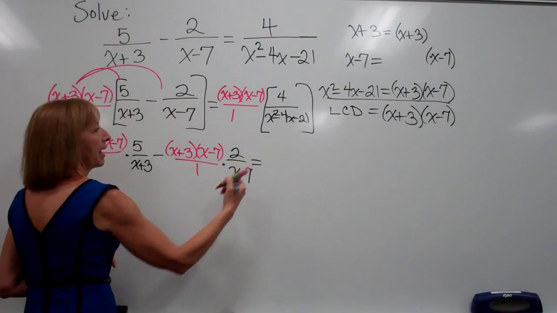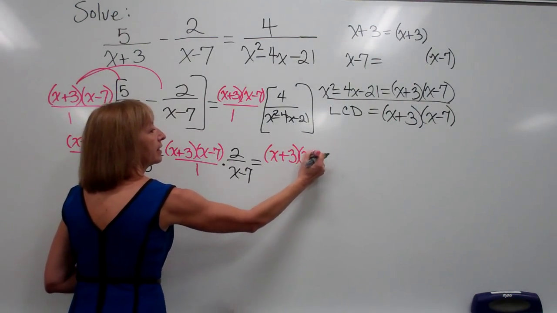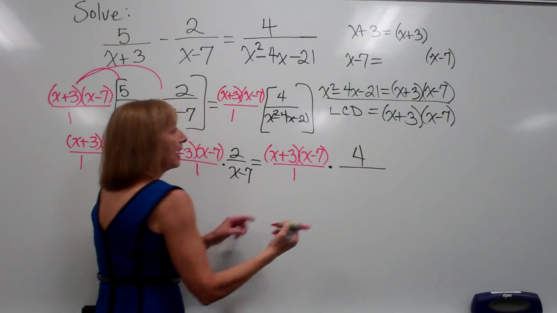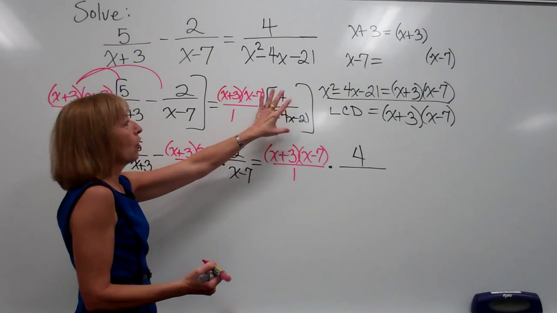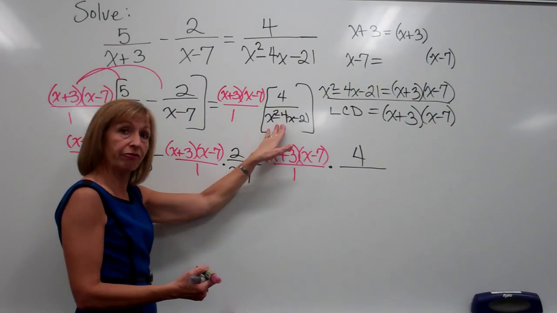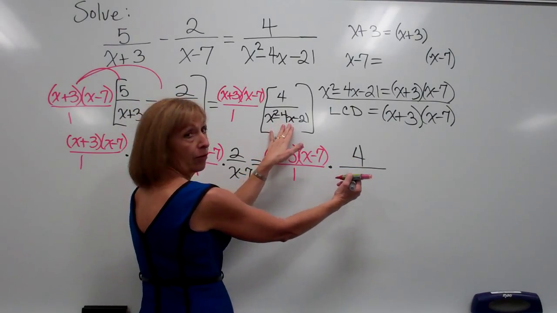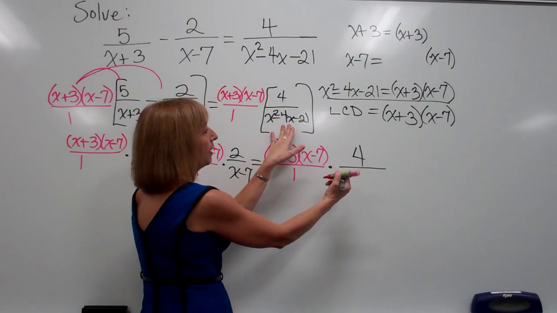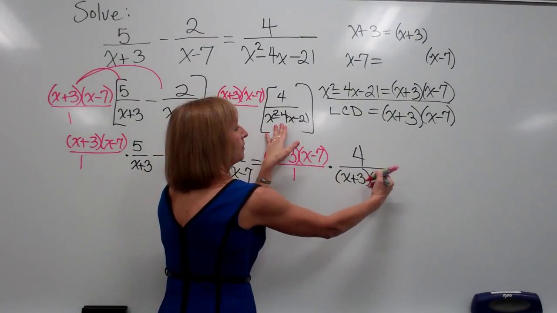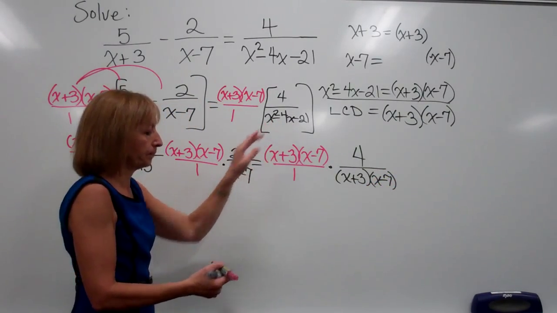And then bring our equal sign, and we have our x plus 3 times x minus 7 over 1 multiplied to the 4 over, and then on this side I only have one term, so I don't have to worry about the distributive property. But I do want to write the denominator in its equivalent factored form so that I can see how to simplify my expression. So instead of writing the x squared minus 4x minus 21, I'm going to write it in the form of x plus 3 times x minus 7.